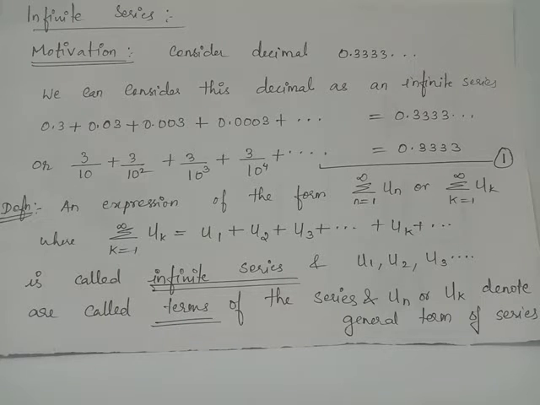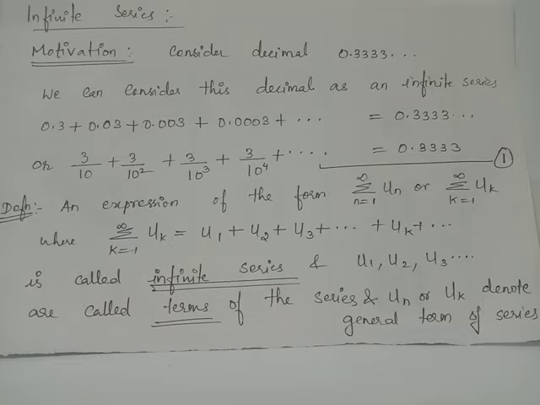Whenever we have a series of the form u1 plus u2 plus u3 plus etc. plus uk plus etc., this expression will be known as an infinite series, and u1 is the first term of the infinite series, u2 the second term, u3 the third term and so on. We have u suffix n or u suffix k denoting the general term of the infinite series.